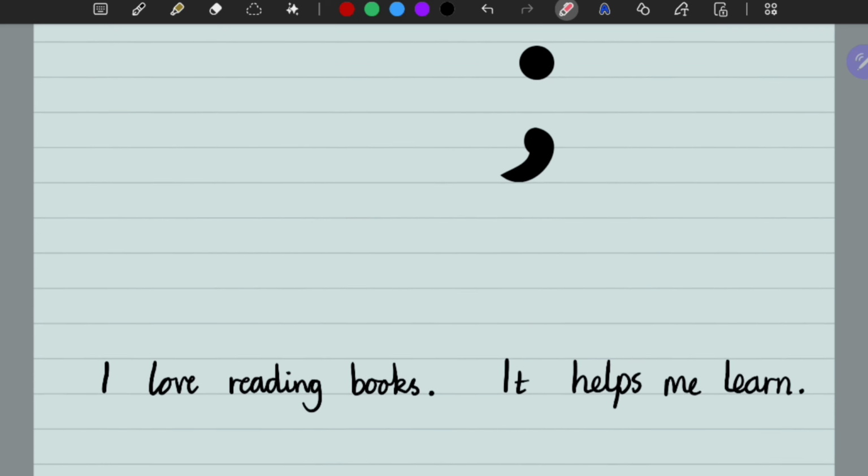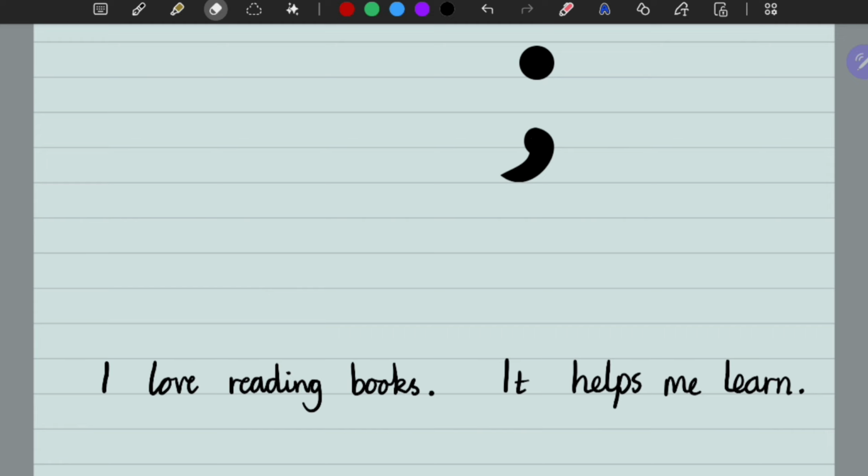First, I've got, I love reading books, full stop. It helps me learn, full stop. Both of these are independent clauses. They make sense on their own and they can stand alone by themselves. But they are both about the same sort of thing. I love reading books. It's similar to it helps me learn.